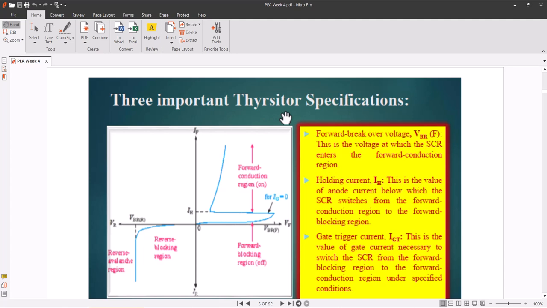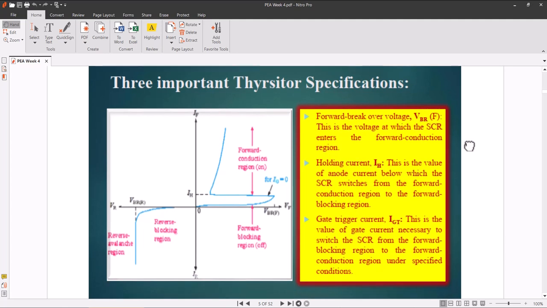Three important thyristor specifications are, first, the forward breakover voltage VBR. This is the voltage at which the LASCR enters the forward conduction region. If you apply voltage across the anode and cathode and increase it without triggering, this is the limit at which it becomes conducting. Second, holding current. This is the value of the anode current below which the LASCR switches from the forward conduction region to the forward blocking region. This is the minimum current which a thyristor needs to maintain. This is the holding current.